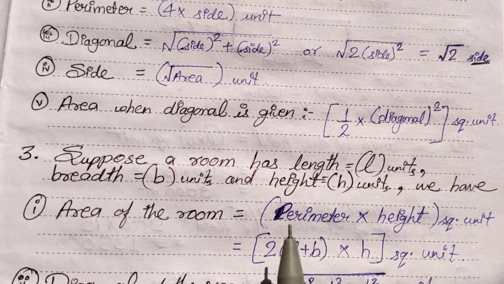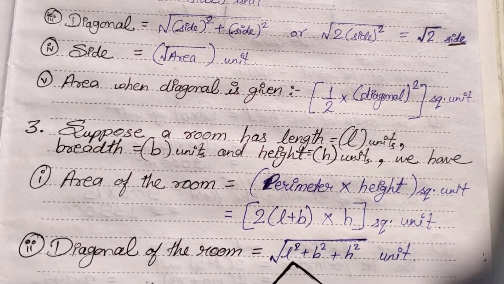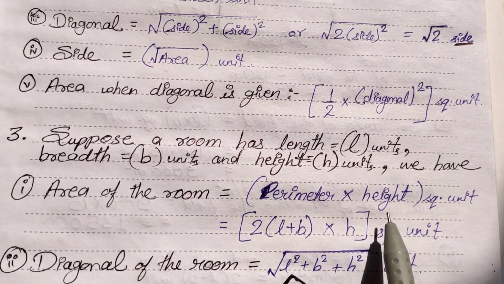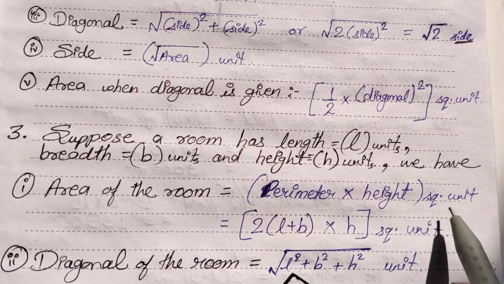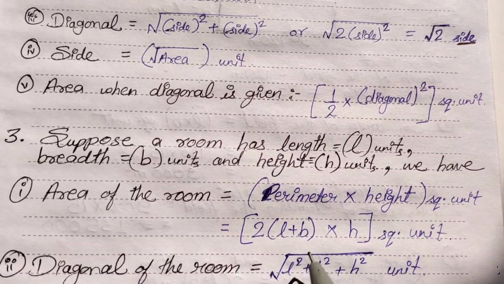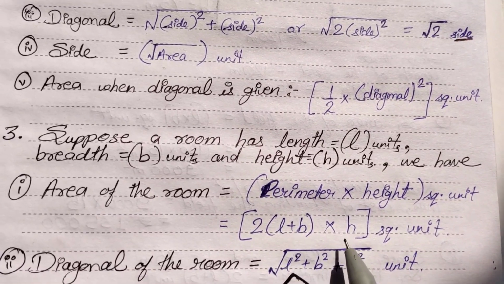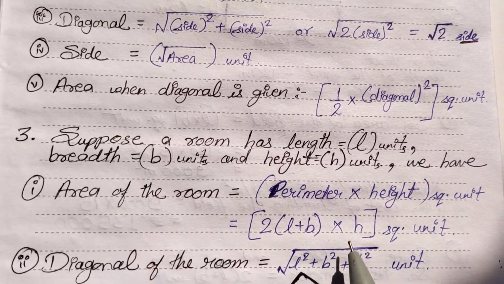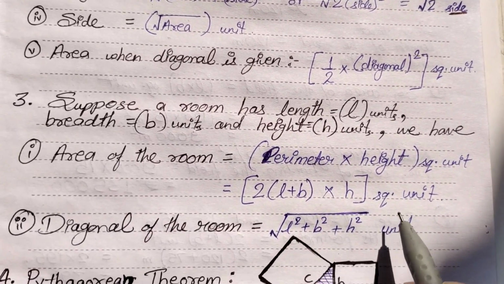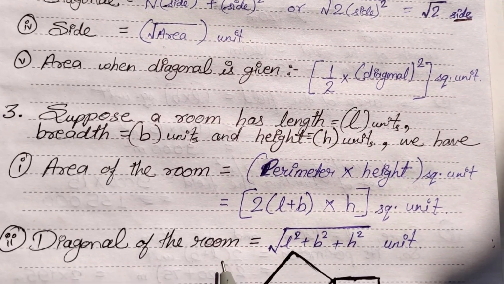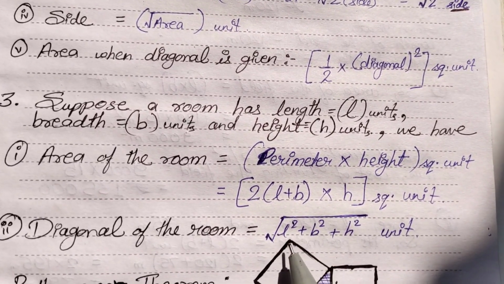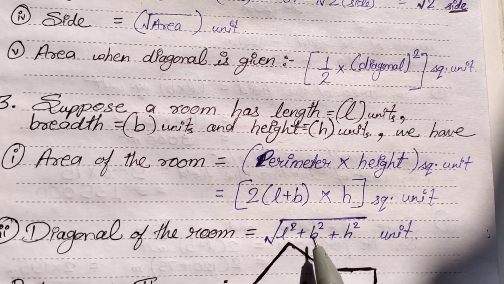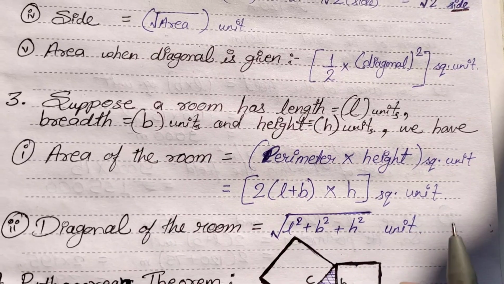Now third point: suppose a room has length, breadth and height. Now we have the area of the room. The area of the room is perimeter into height, square unit. The perimeter of a rectangle is 2 in the bracket length plus breadth, and we multiply it with height, so we get the area of the room. Now second is the diagonal of the room. As we know the diagonal is length square plus breadth square, so add height square in this. So under root length square plus breadth square plus height square unit.